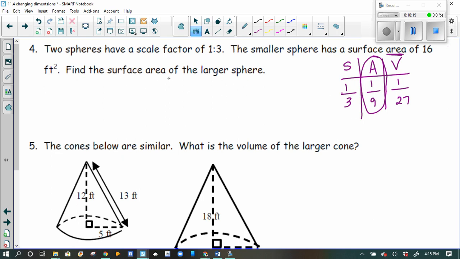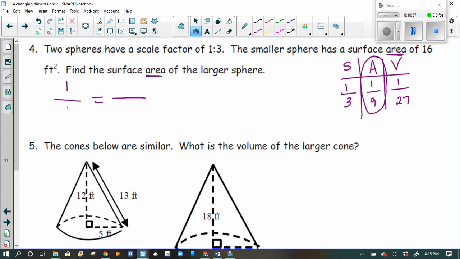Okay, so find the surface area of the larger. See, I don't know anything about these two spheres other than they're similar. And we obviously know their scale factor because they told us. So all you're going to do is set up a proportion. Since we're looking for the surface area, we have to use the area.